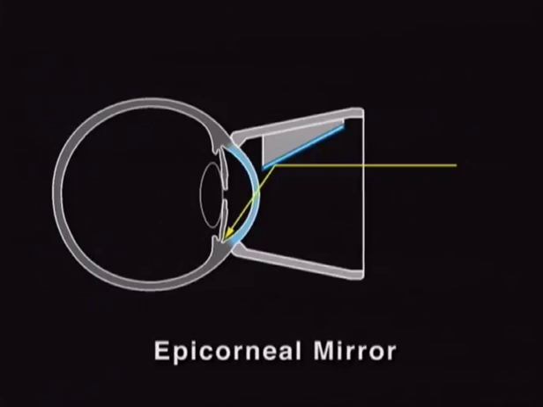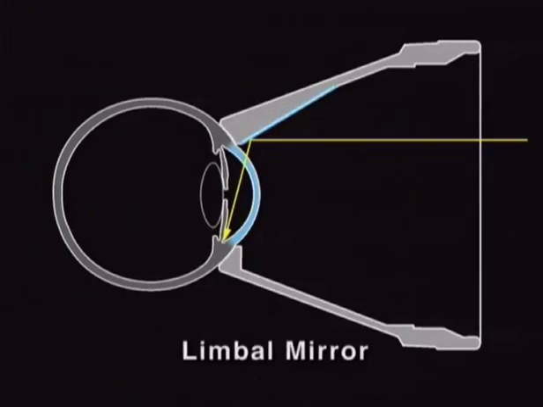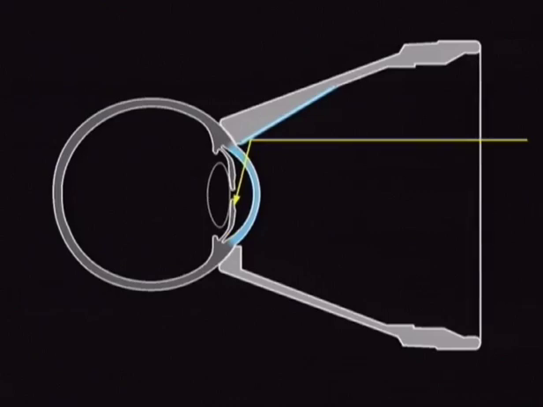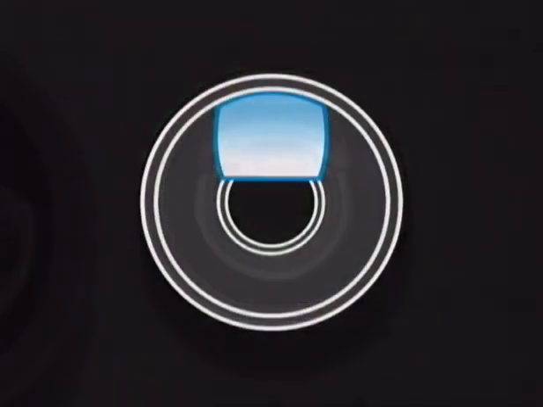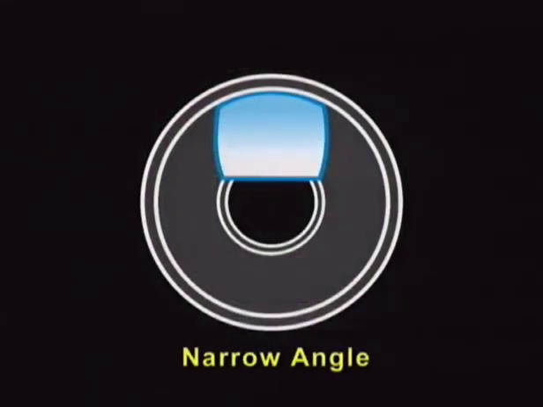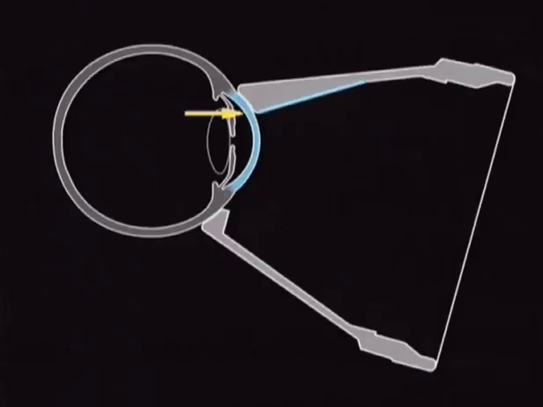In gonioscopes with an epicorneal mirror, the view is tangential to the cornea and may reach the angle even in case of a narrow chamber angle. With the limbal mirror, the view is tangential to the iris. And in a flat anterior chamber, the view to the angle is blocked. Therefore, contact glasses with an epicorneal mirror may be called narrow-angle gonioscopes, and those with a limbal mirror may be called wide-angle gonioscopes. A wide-angle gonioscope can be turned into a narrow-angle gonioscope if it is shifted along the eye until its mirror assumes an epicorneal position.